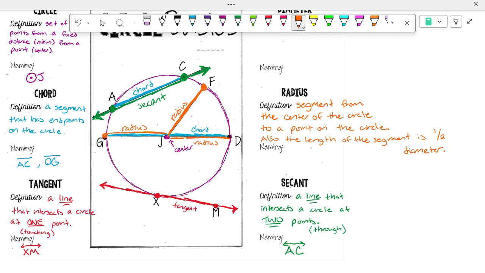And to name them, we just name them like line segments. So JF, JD, and JG. And they have just the straight line over top, not a line with arrows, because they're line segments. They have endpoints.